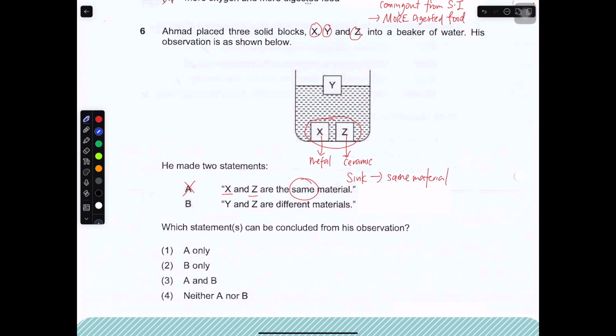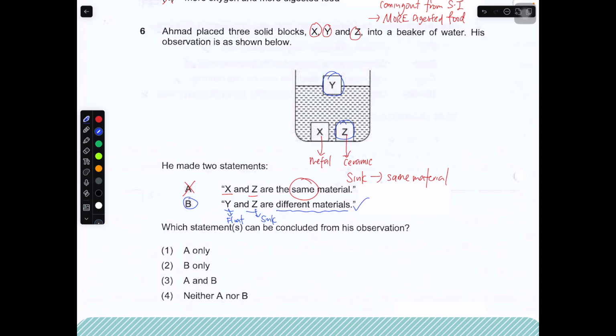Let's take a look at B. Y and Z are different materials. So you take a look. Y and Z, yes, one floats, one sinks. Float, sink. Because of the property of the material, they are very different. So they must be made of different materials.